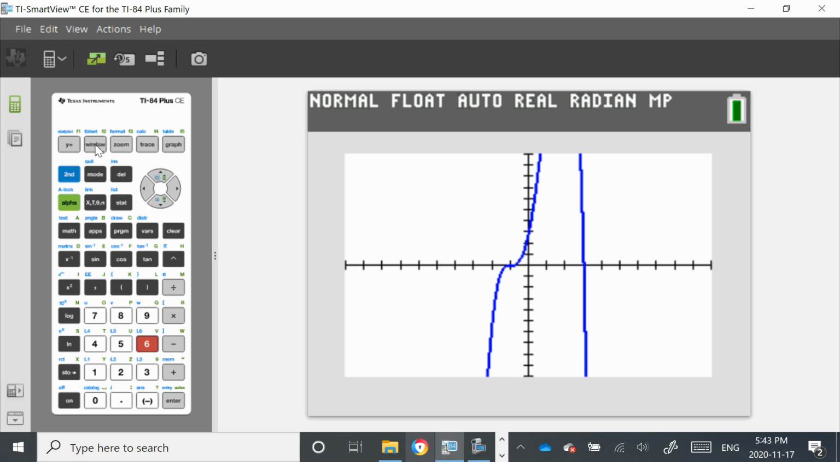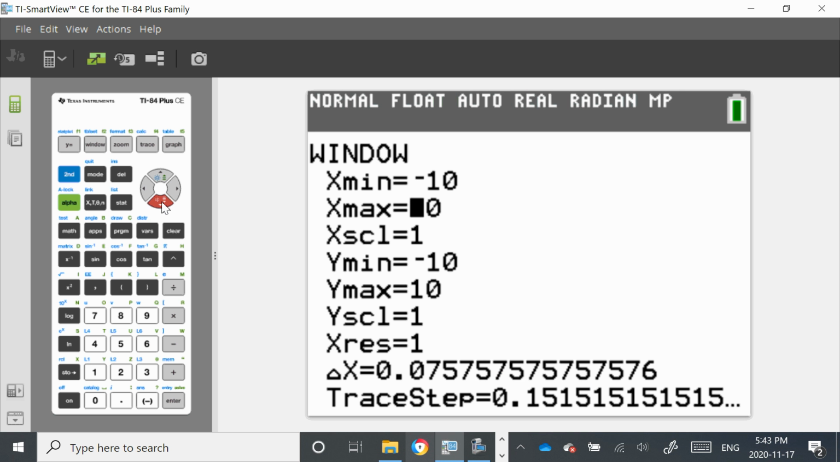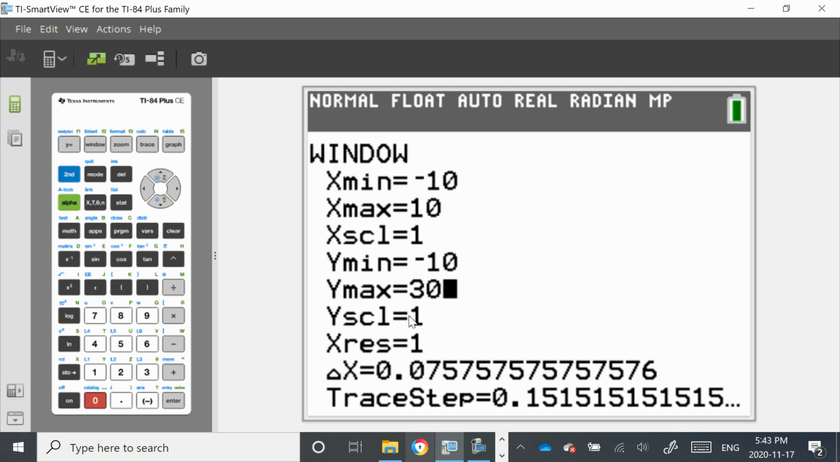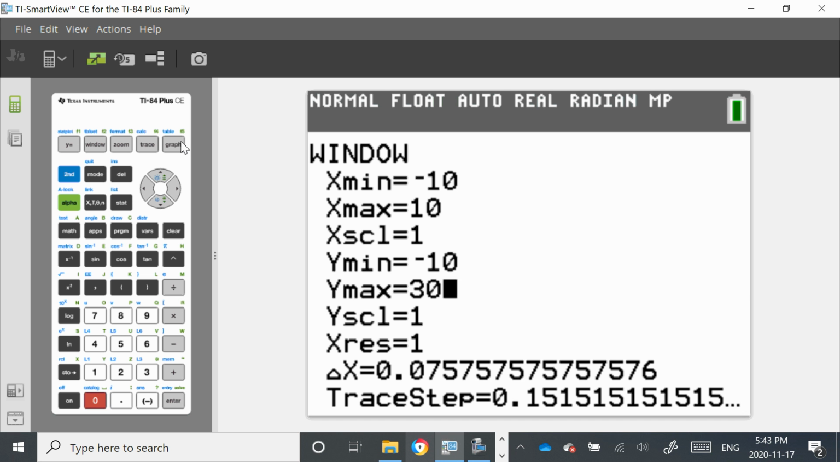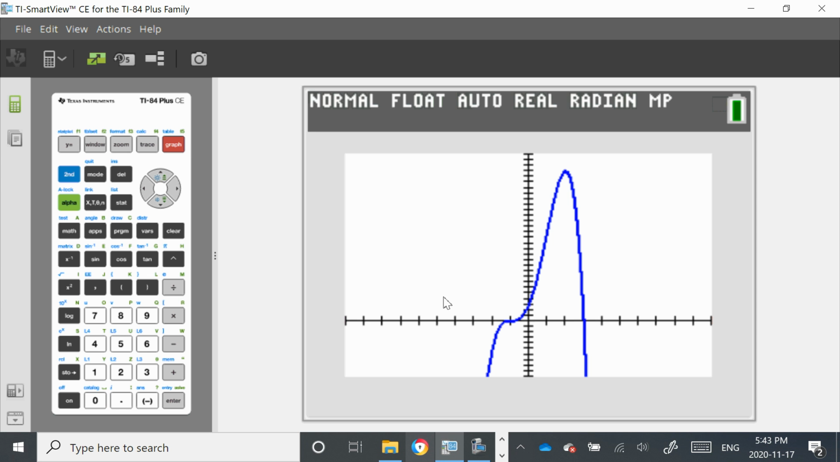Let's just take a guess. So let's go to window, and let's change our Y max to 30. And see what this does. I usually would change my scale factor to 3, but let's not. And yeah. So point of inflection, there's my Y-intercept at 3. There it is cutting through at 3.